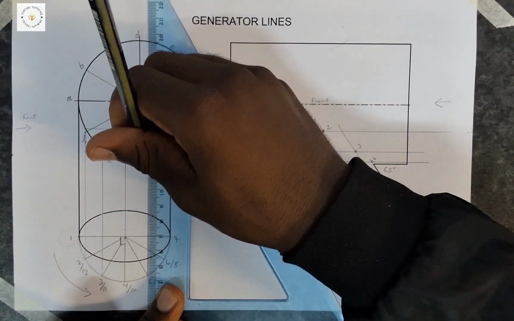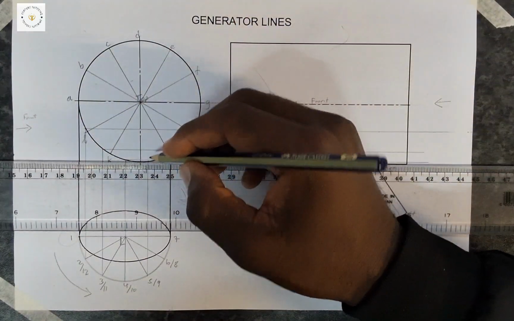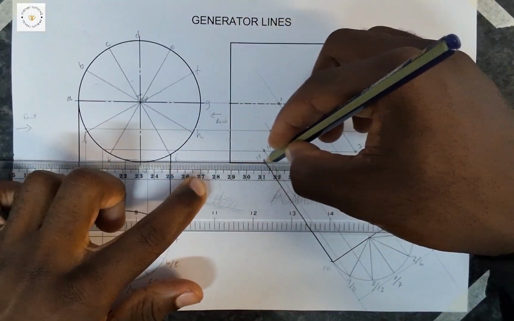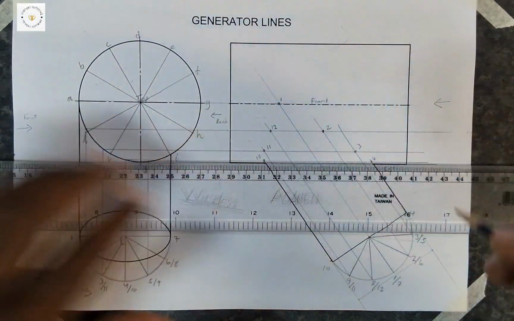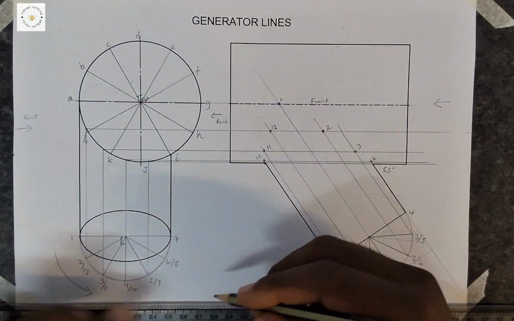Project it to the surface and then push it up. As you can see, it's just very close to the previous one that we did. It's there. It's not really there, but it's there. So that is 5 and 9.